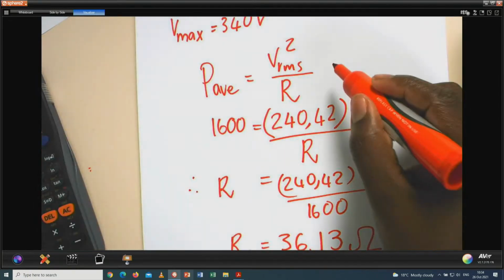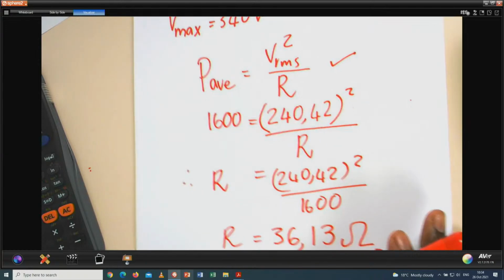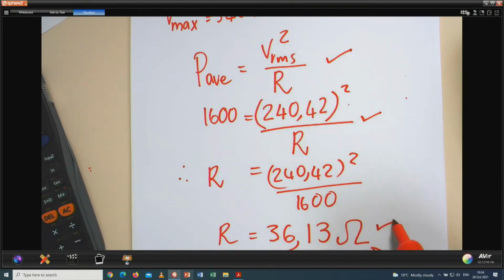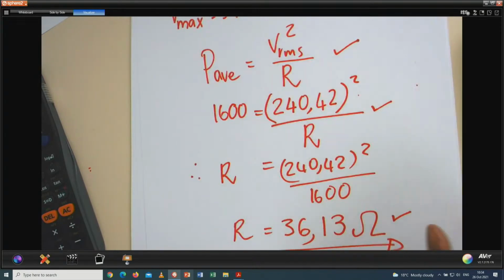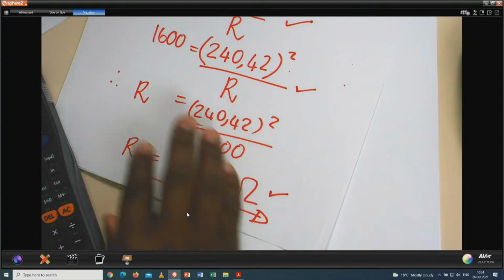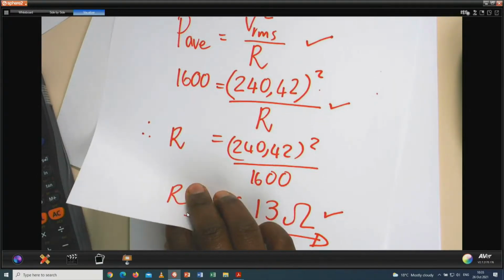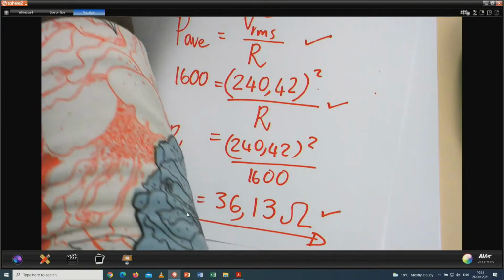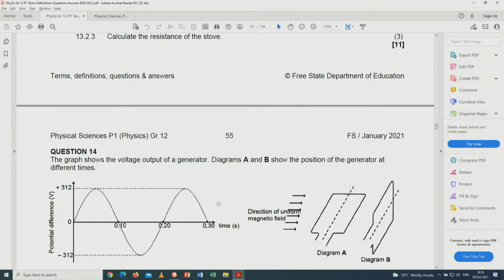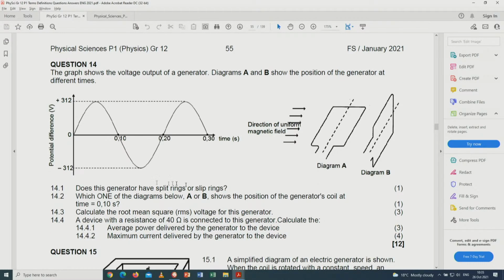Then you get your mark for the formula, and this was 3 marks, and then you get your mark for the substitution, and then you get your mark for the final answer, which is having the SI unit. So when you're doing a calculation, the most important thing is always write down the given information. Always write down the given information. And then we go now to, let's see, another question. Let's take question 14, which is similar to the one that we just did, I think.